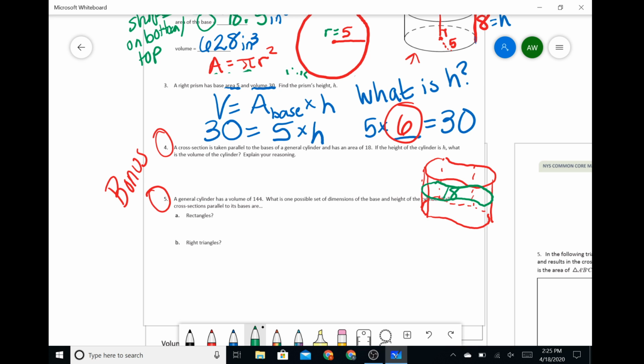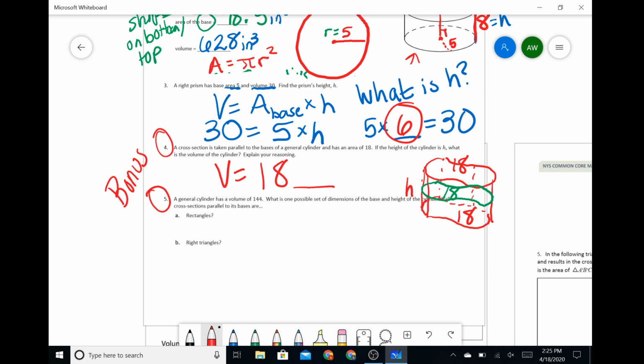So it's asking if the height is just this general variable h, what is the volume going to be, right? The volume is going to be 18 times something, okay? And that something could be a variable, it could be a number, right? So that's what it's asking: what is the volume, if I know that the area of my base is 18 and my height is h? What do you know about the volume?